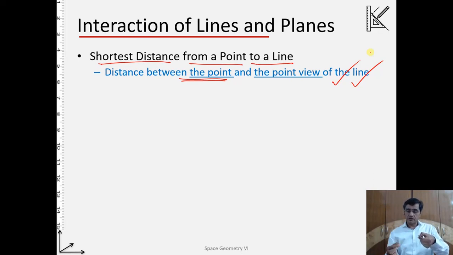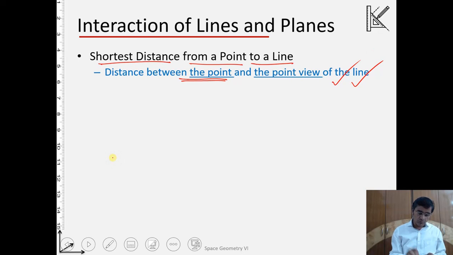You see, corresponding to this point, there is a point projected. Corresponding to this line, there is a point view projected. So if I join the projection of the point and the point view of the line over here, it is the same as the perpendicular. Okay, so we will make use of this and we will be solving this problem.